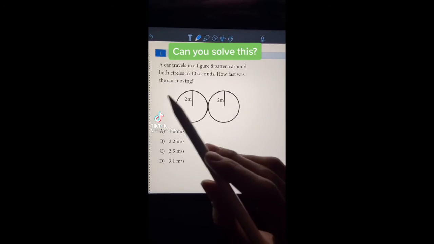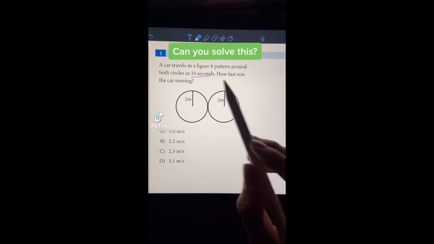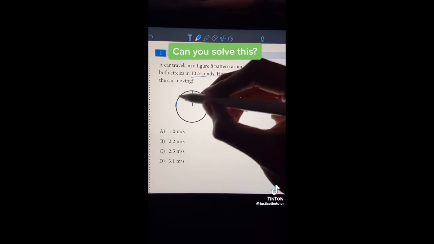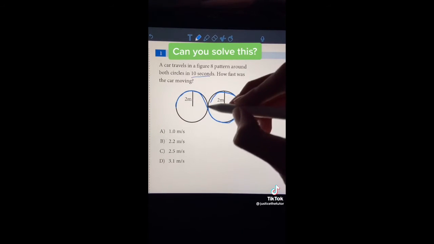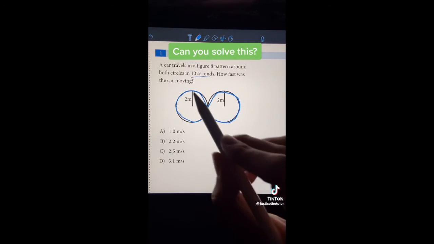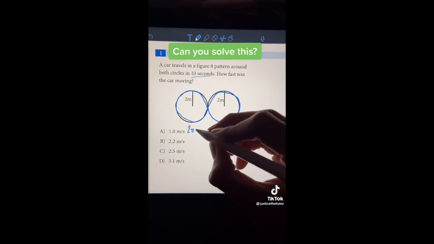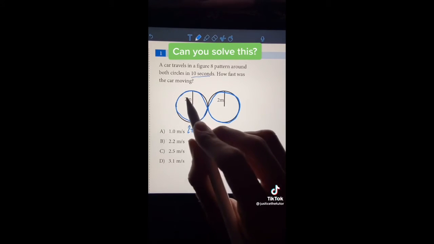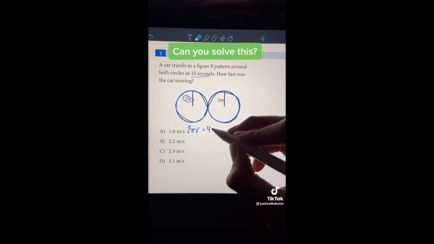A car travels in a figure 8 pattern around both circles in 10 seconds. How fast was the car moving? So a figure 8 pattern is just something that looks like this, which means that he went around both circles one time, and the distance around any circle is just the circumference 2 pi r, where r is the radius, and since the radius is 2, this is just equal to 4 pi.